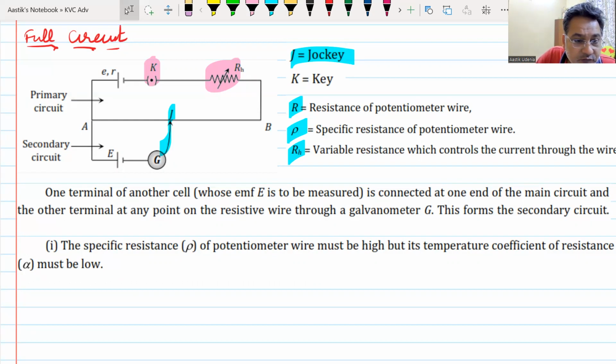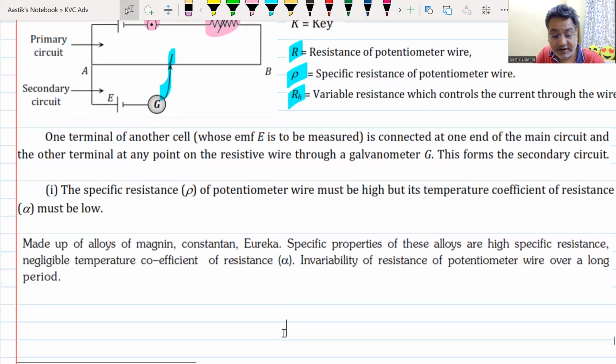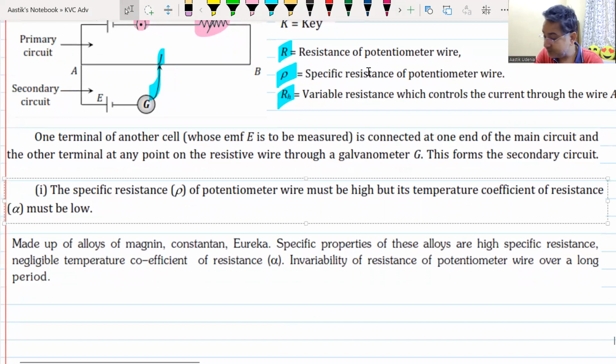So we want the specific resistance to be high and the temperature coefficient to be low. Normally, we use alloys of manganin, constantan, and Eureka for this potentiometer wire. Do we understand this? Yes, sir.